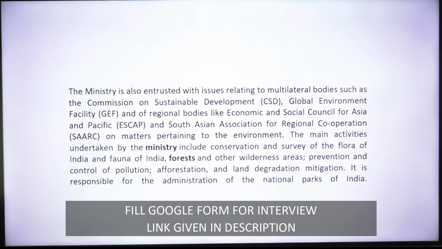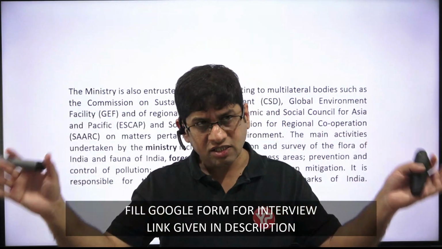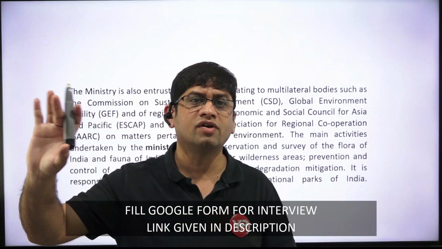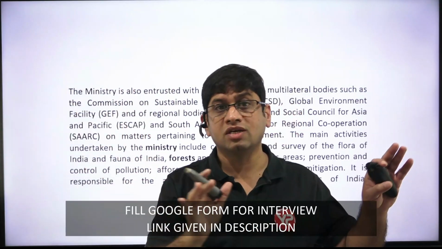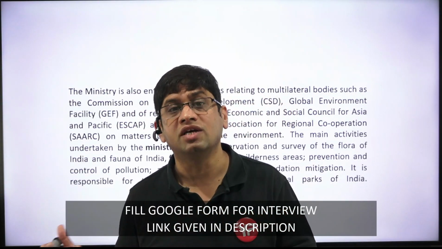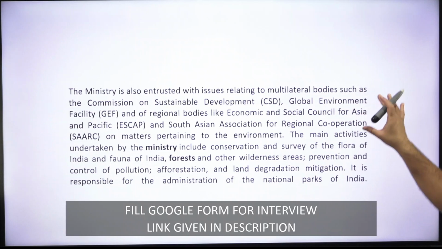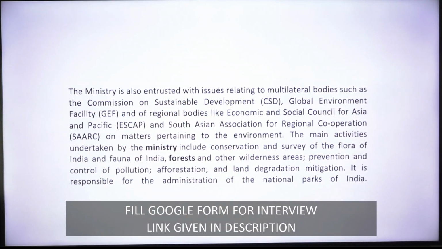Some other activities are also given, which are basically multilateral bodies, like Commission on Sustainable Development, Global Environment Facility, and regional bodies are there, with which this ministry will basically coordinate. Now there is the South Asian Association for Regional Cooperation. India is in the region called South Asia. Asia is a very big continent, and Asia is divided into different domains. There is South Asia, Southeast Asia, East Asia, Central Asia. So these are different domains. India as a country is in South Asia. So the South Asian Association has some countries within it, and for their regional cooperation, this ministry is the nodal agency for that.